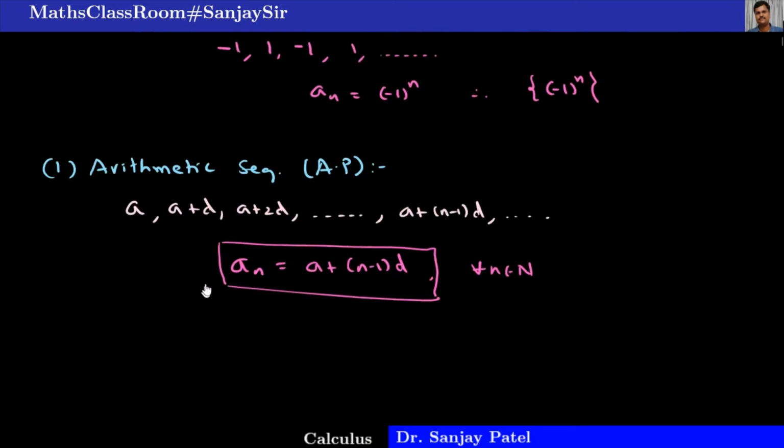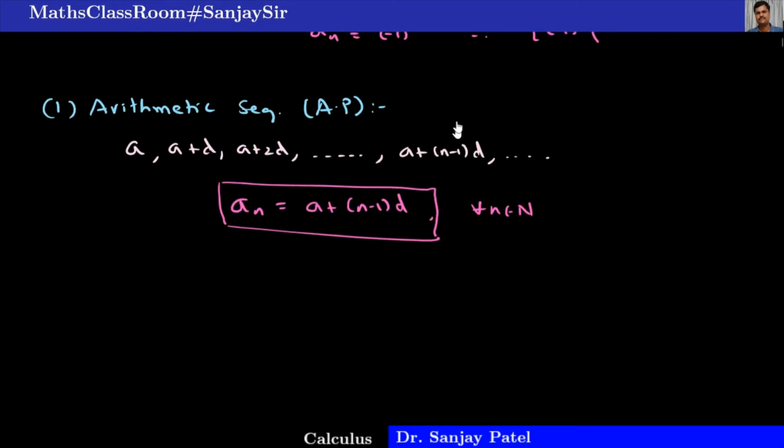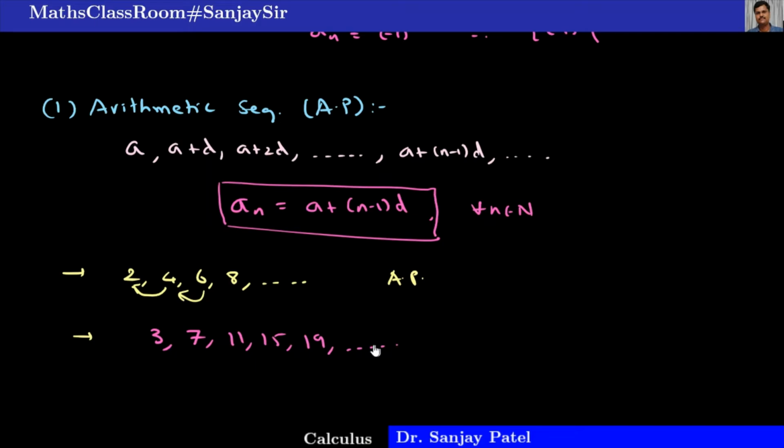For example, you have many examples you can take, and this is also a very important thing, like say 2, 4, 6, 8, this is a sequence of even numbers. It is also an arithmetic sequence or arithmetic progression, because the difference between any two consecutive terms is constant, and that is 2. Let us take another example. Suppose I give you a sequence like this: the first term is 3, then 7, 11, 15, 19, and so on. Consider this sequence.